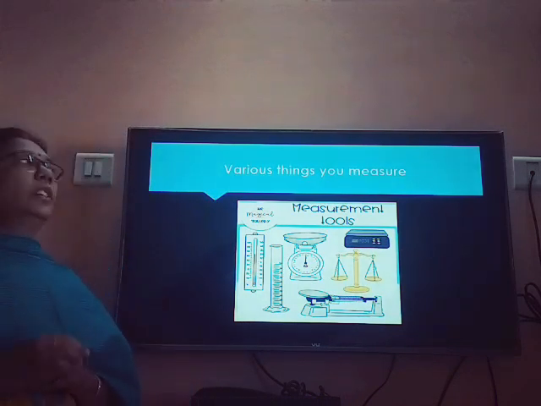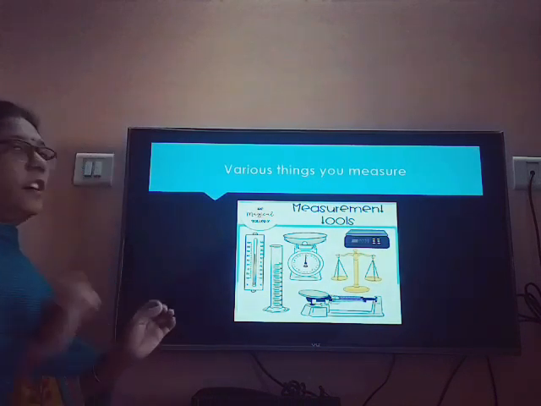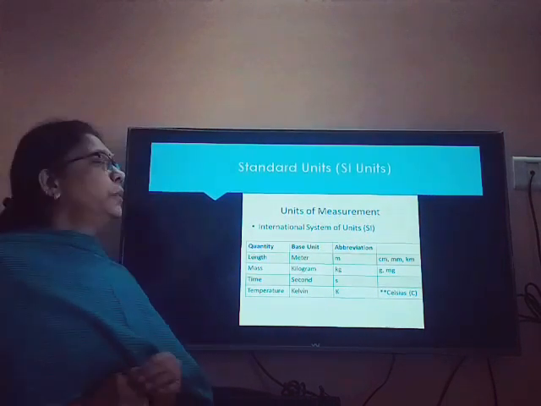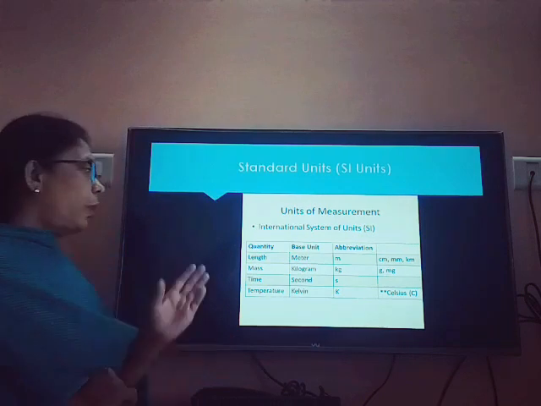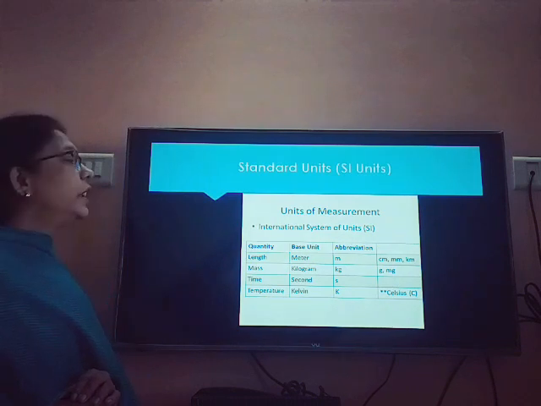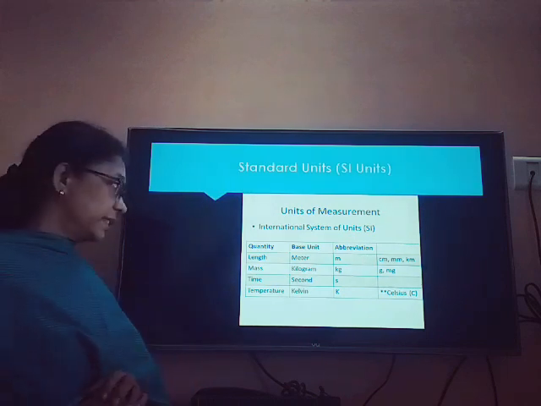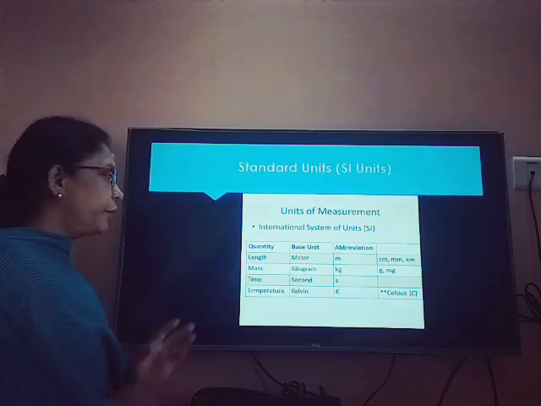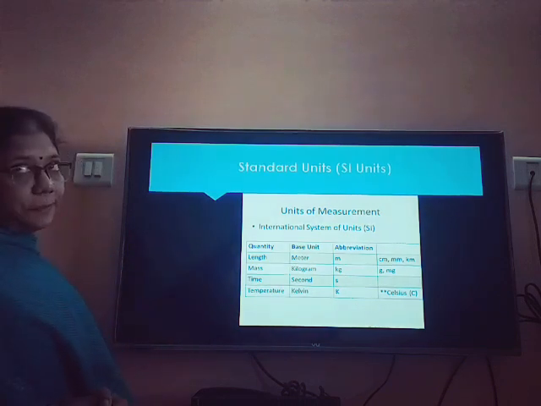So when we measure a substance, we write this in the form of some units, isn't it? So what are the units that we use? We use the SI units or International System of Units. So what is the SI unit of length? It is meters. The SI unit of mass is kilograms. The SI unit of temperature is Kelvin. And the SI unit of time is seconds.